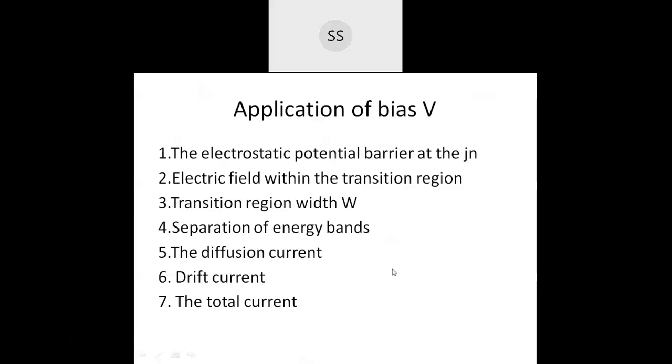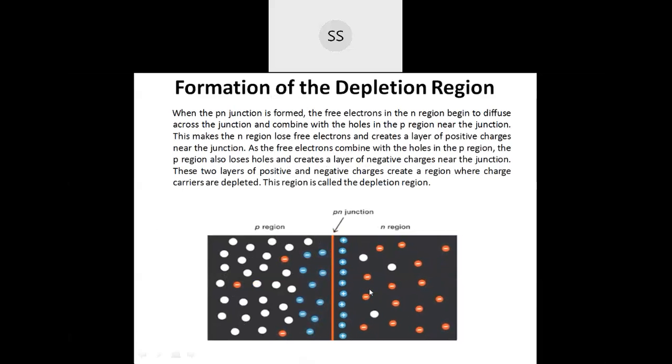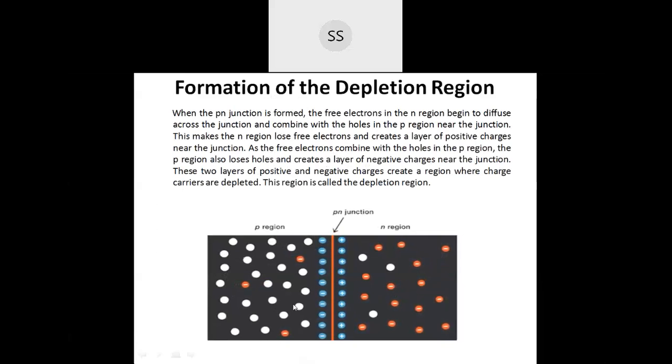Then the next one is the diffusion current. So now what happens to this diffusion current? Now the diffusion current is nothing but a current because of majority carriers. The majority carriers are electrons on the n side and holes on the p side. This is evident from this particular picture. Here you can see that in the p region the majority are holes and in the n region the majority are electrons. So the diffusion current is the one which is composed of these components.